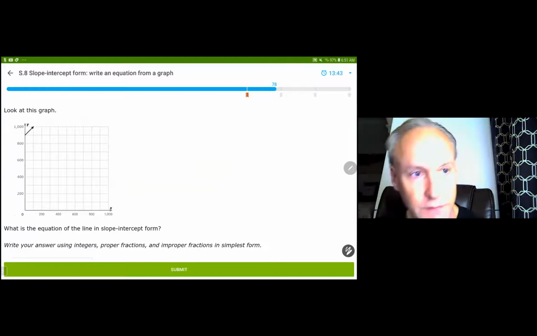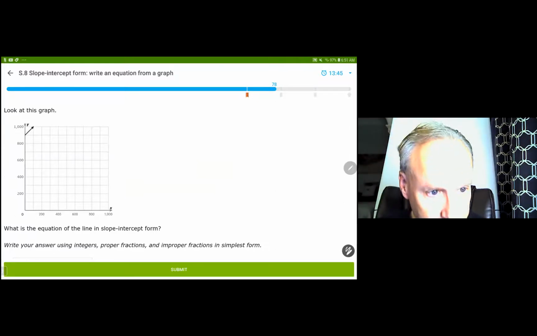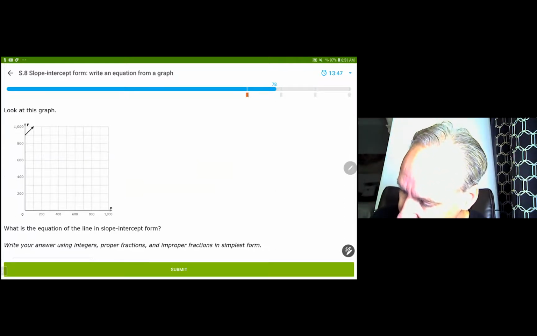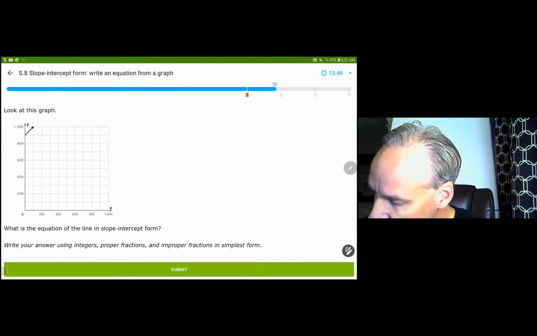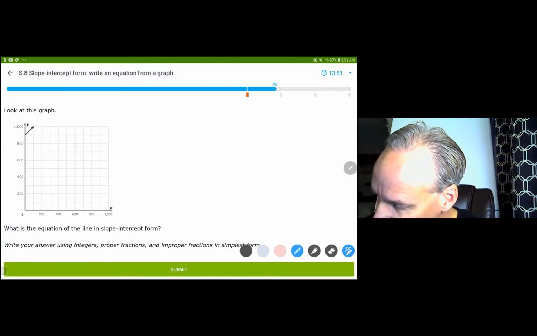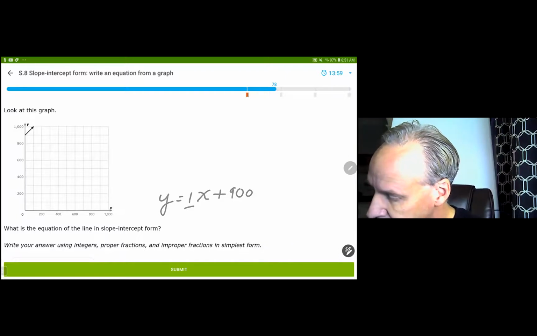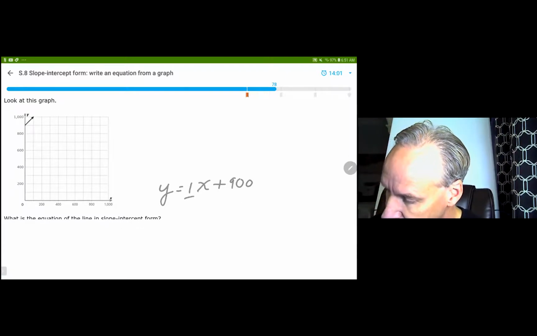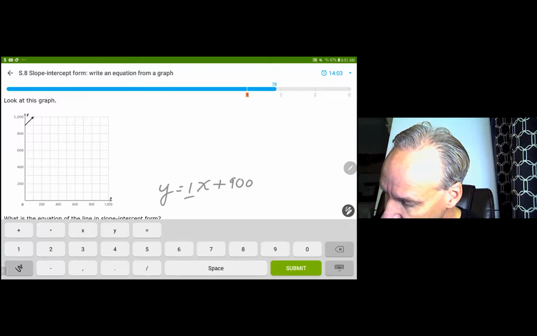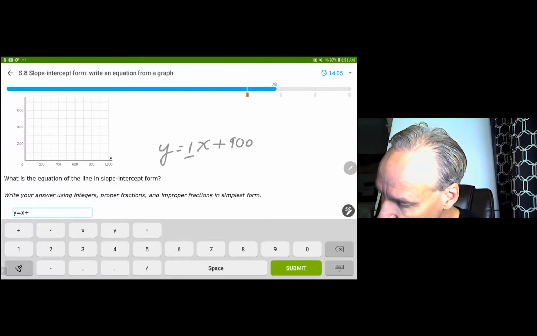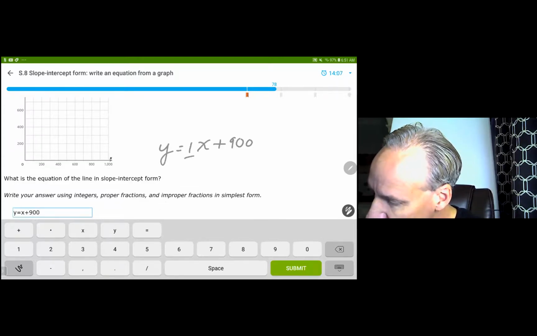And it looks like we're going through 900, and it does have a slope of 1. We have the same units. We're going up by hundreds. So I'm going to write the equation right here where I can see it. Y is equal to 1x plus 900. And you don't have to put the 1 if you don't want to. There we go.